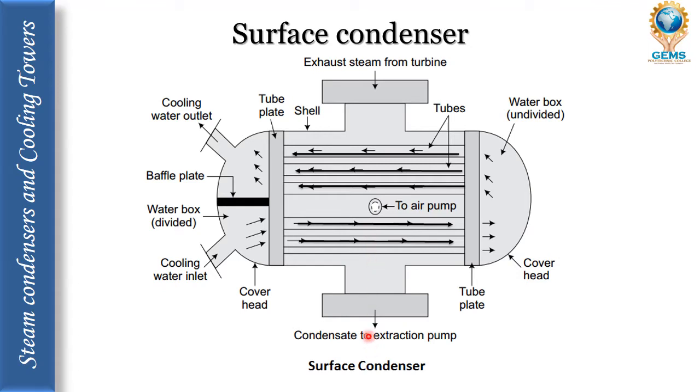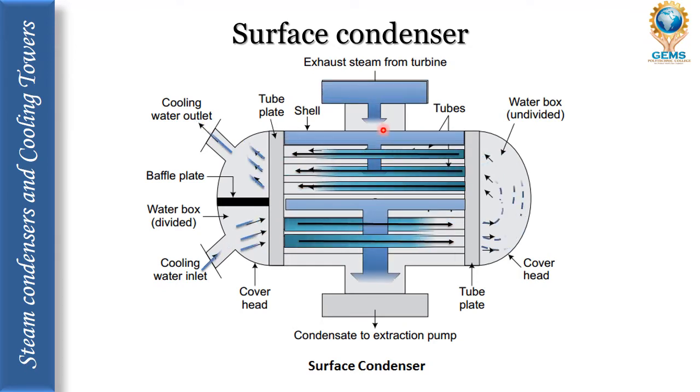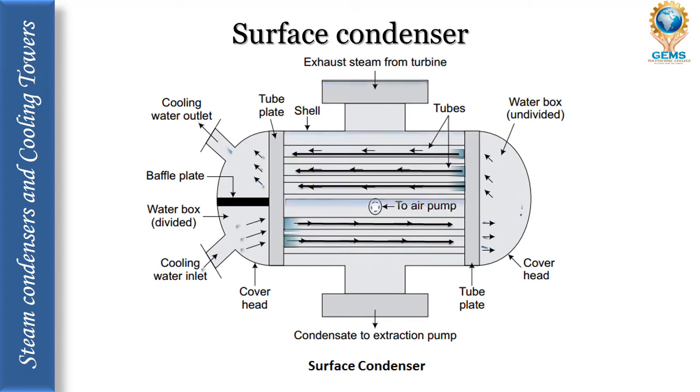Let's see the animation now of how the surface condenser works. When the cooling water enters the inlet, it moves through this pipe and goes out. At the same time, the exhaust steam from the turbine comes in, flows through these passages, surrounds the tubes, and gets condensed, and the condensate water comes out. So this is how the surface condenser works.